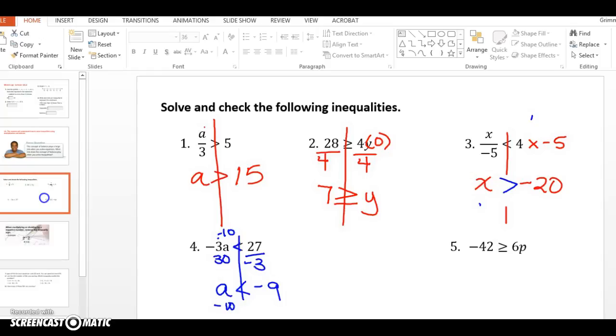So I said that anytime you multiply or divide by a negative, you have to switcheroo your sign. So let's switch it and see if that makes it right. So I switched it. I promise I'm trying to switch it.